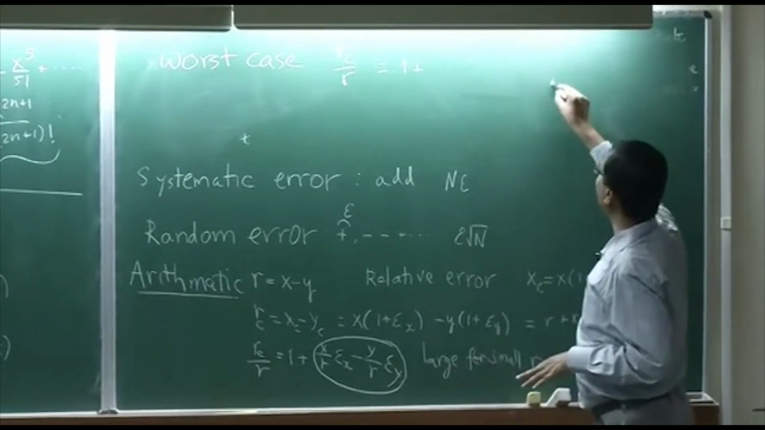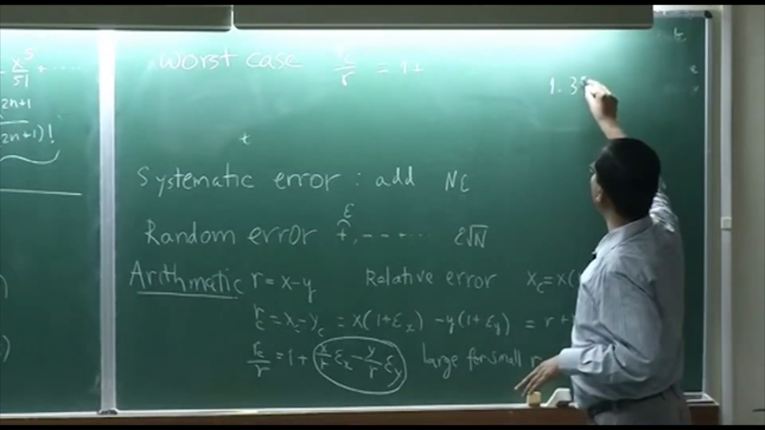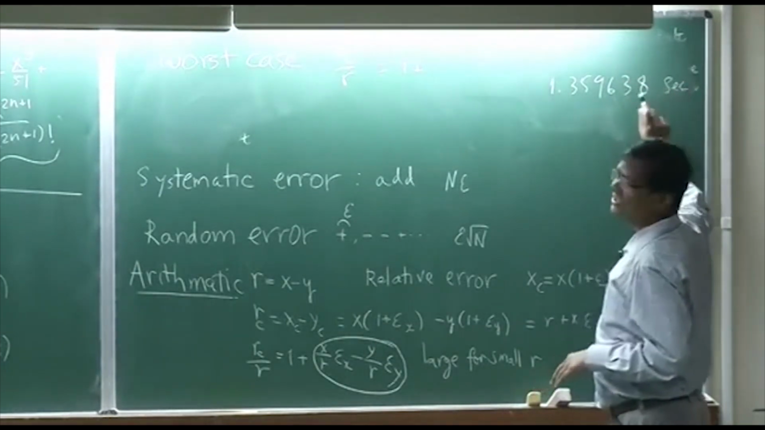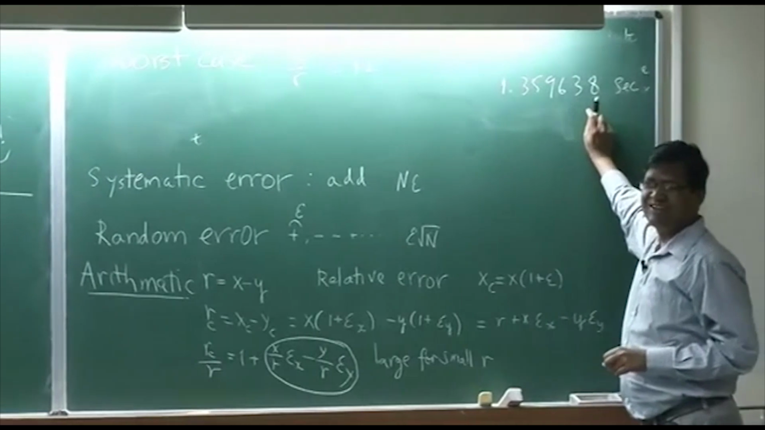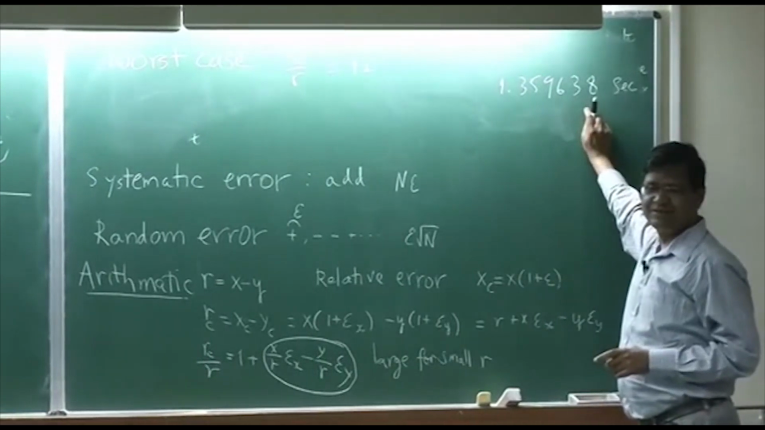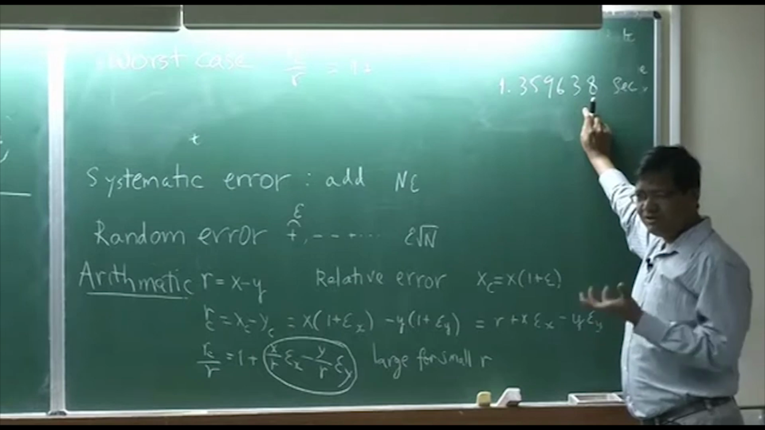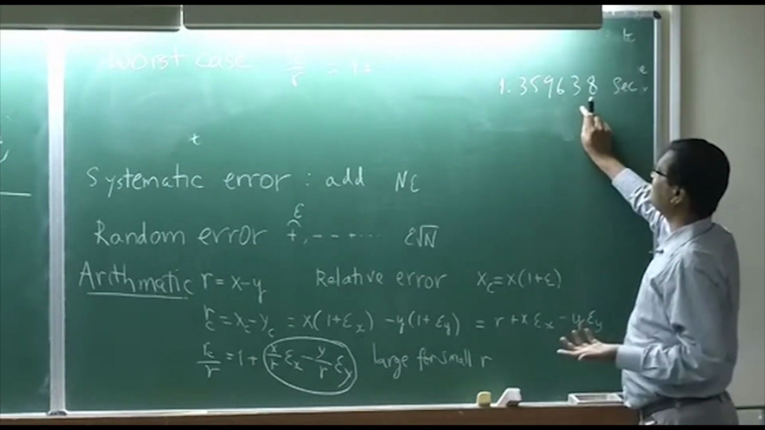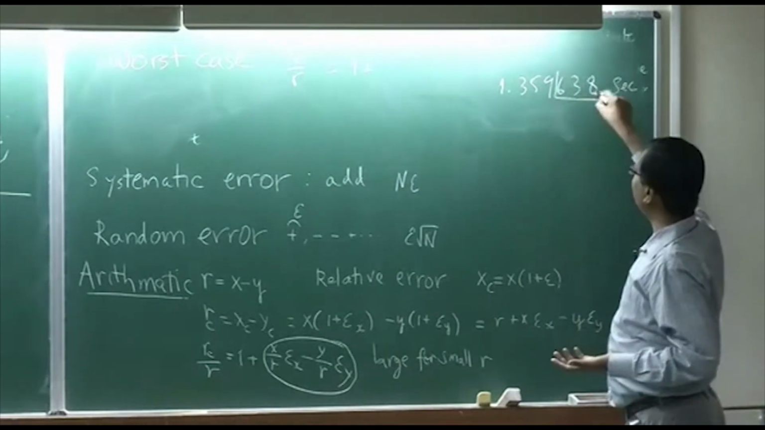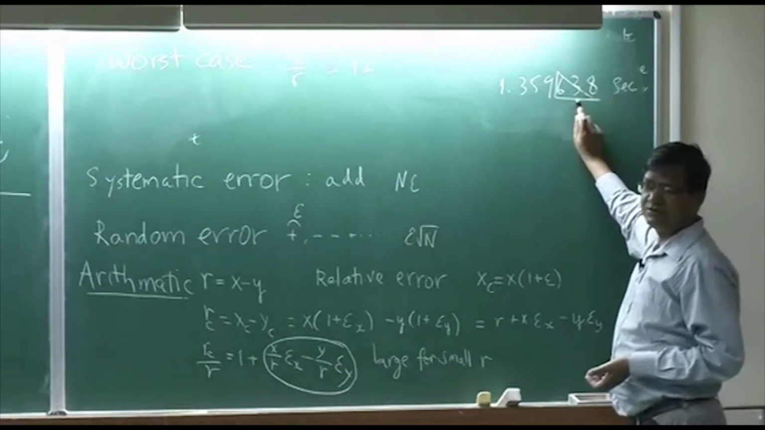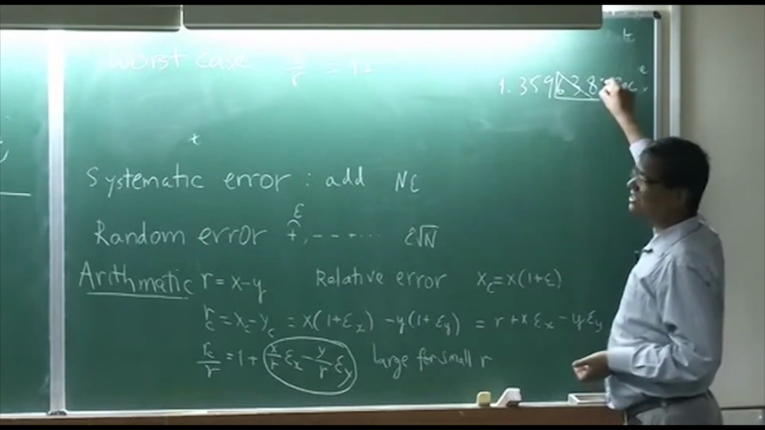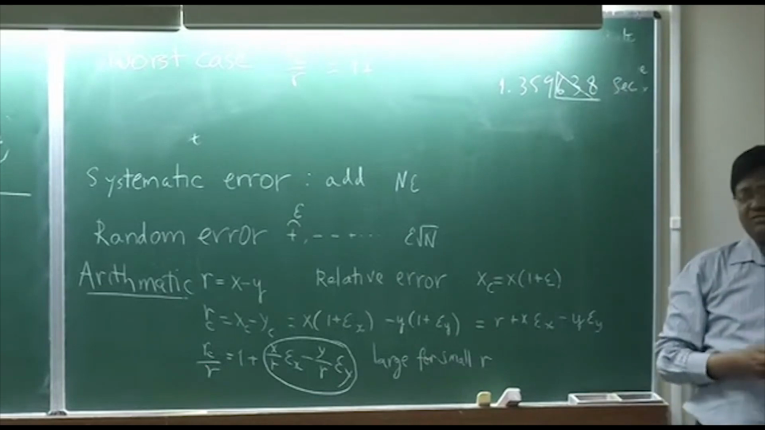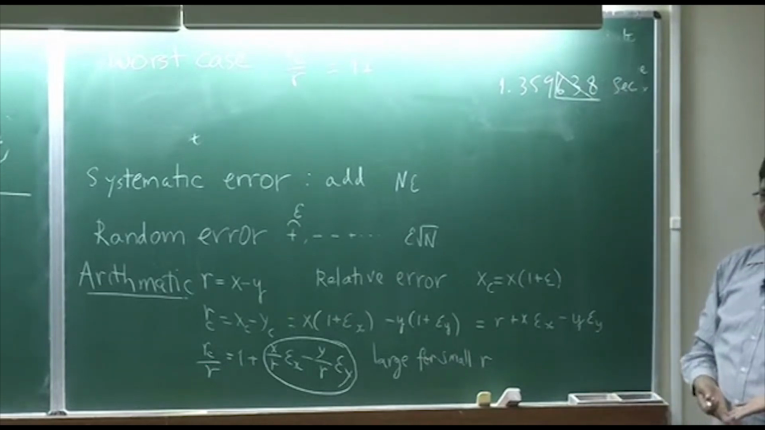Somebody says the time period of a pendulum is 1.3596 seconds. Should I write it like this? Where should I cut off? Your watch has an accuracy. Let us say the accuracy of the watch is a millisecond. Then I should not have any of these extra digits. If it is microsecond, then I can keep this. So we should keep only digits which are reliable.